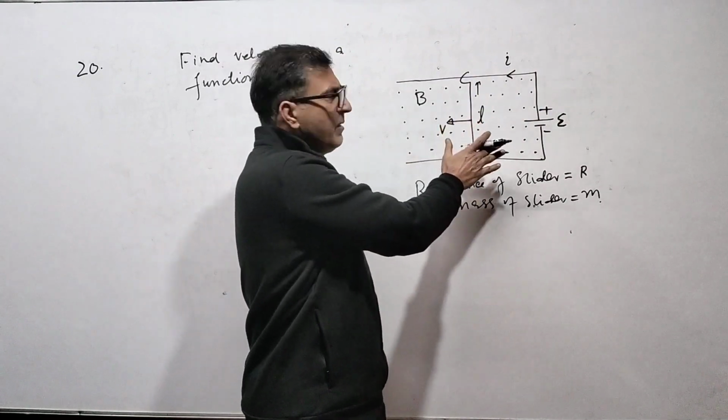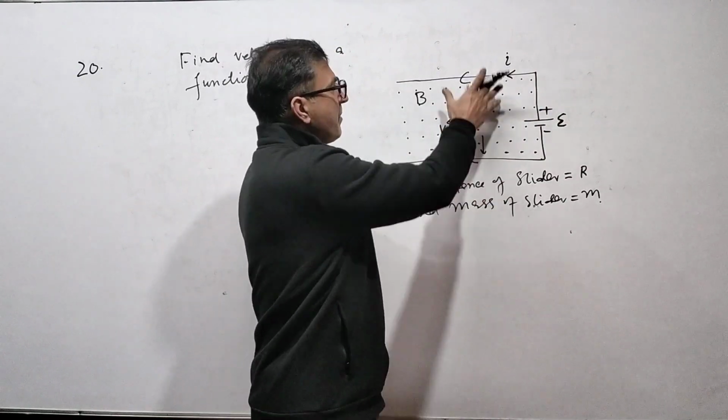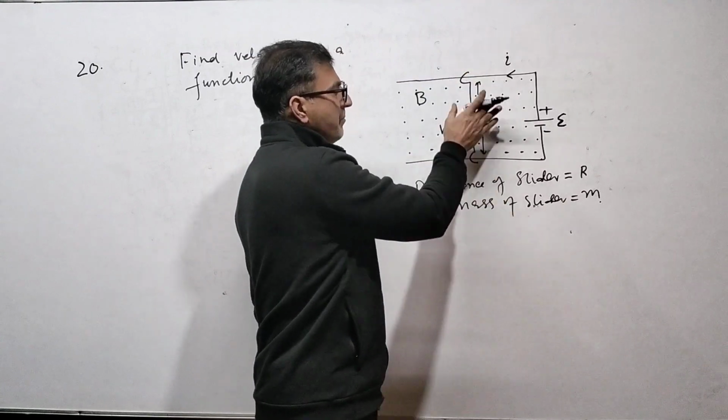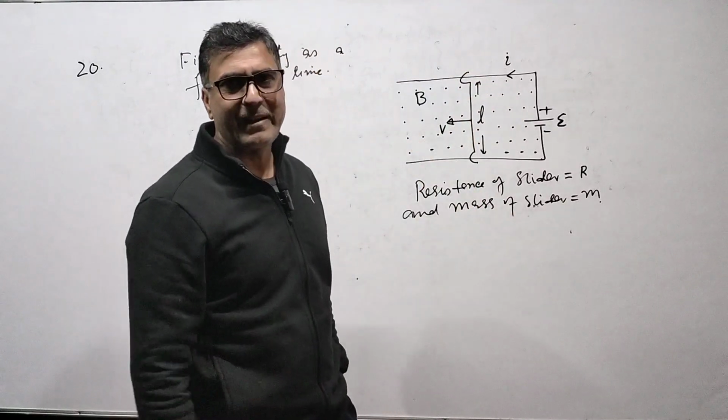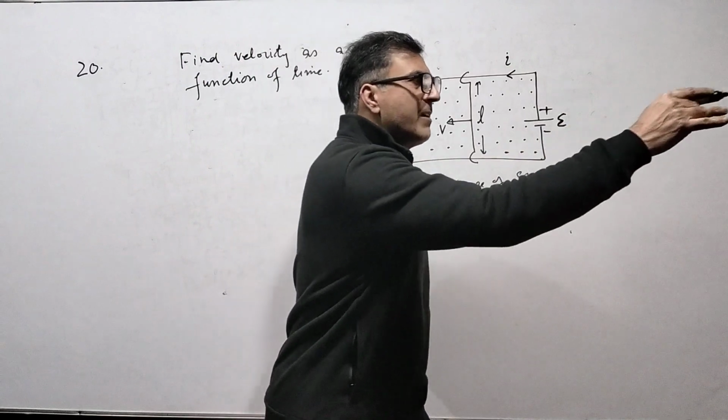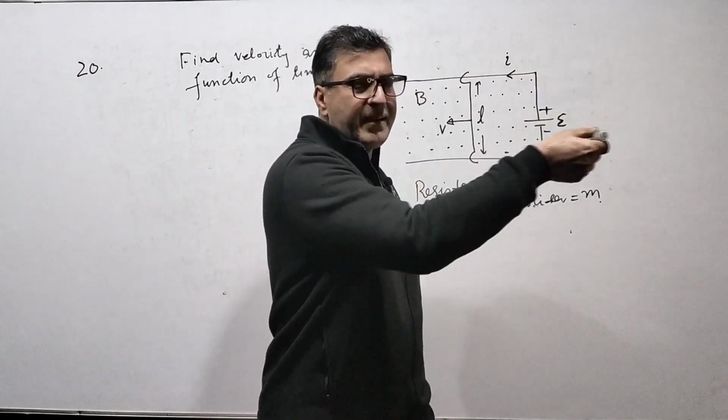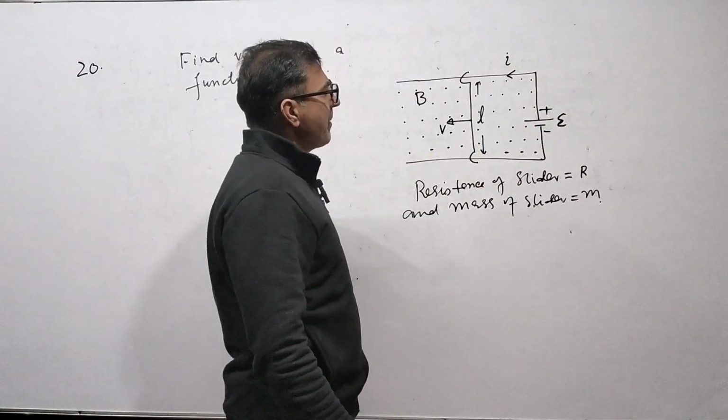We show it on the board and it gives a feeling that possibly it is on the board and it may fall down under gravity. But no, it is a horizontal frame and the slider is also horizontal. Okay, what happens?